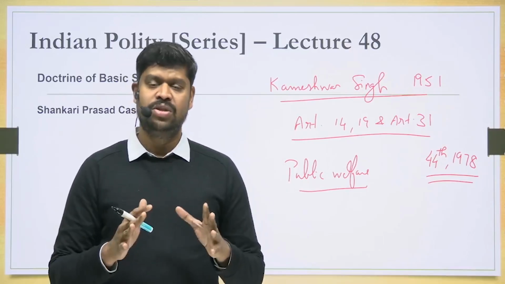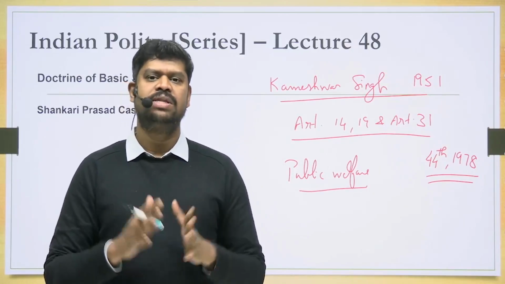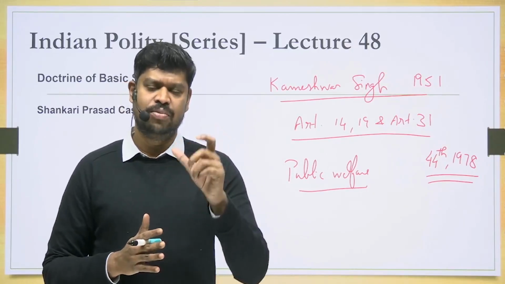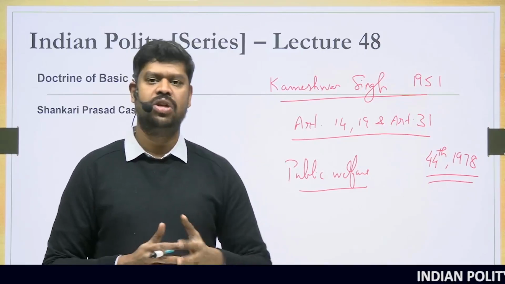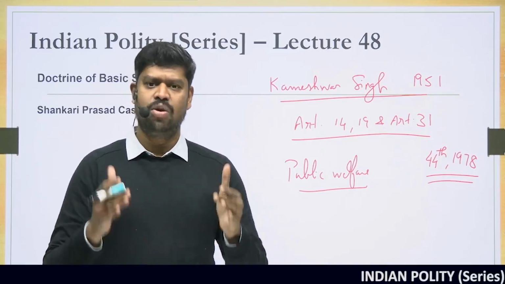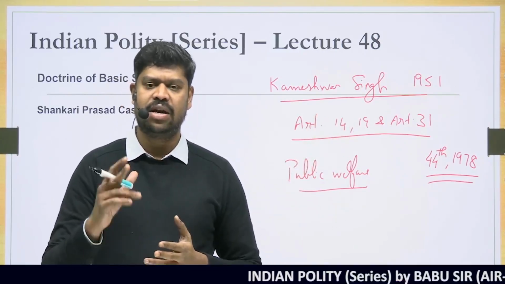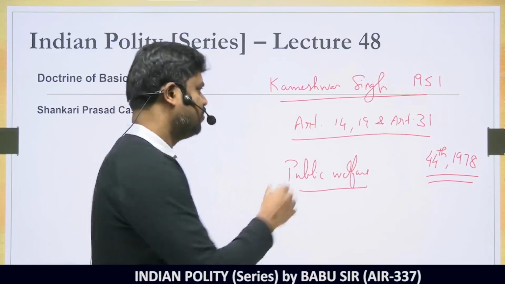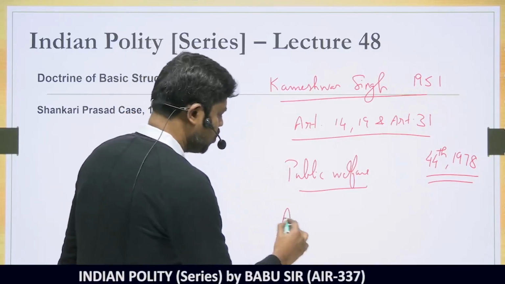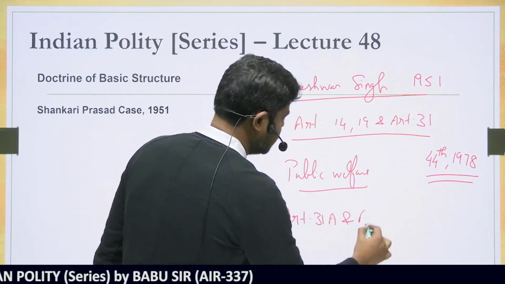So somehow the state has to overcome all these obstacles. And to overcome all these obstacles, the state brought in, or I would say the Parliament enacted, the first Constitutional Amendment Act. In fact, it was to nullify the judgment that was given in the Kameshwar Singh case. They enacted 2 articles into Part 3 of the Constitution. After the Kameshwar Singh judgment, they brought in what are called Article 31A and Article 31B.